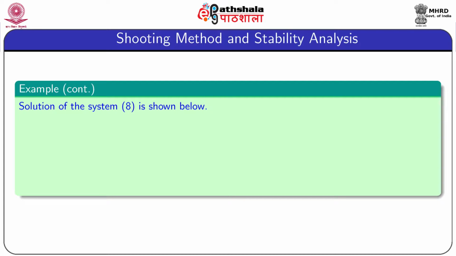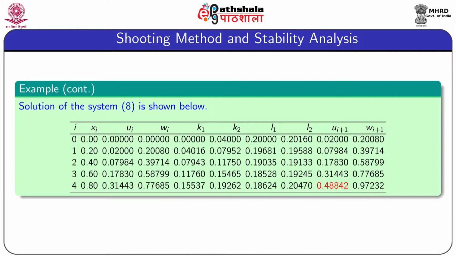The first pair of equations, that means the system of equation 8, is solved by the second order Runge-Kutta method, and the solutions are given in this table. The last two columns give the values of u and w for different values of x. That means u1 is 0.02000, u2 is 0.07984 and so on, and the last value, u5, is marked in red color. That means the value of u at 1 is equal to 0.48842. This value is required to find the value of the constant C or C2. Similarly, the last column represents the value of w for different values of x.